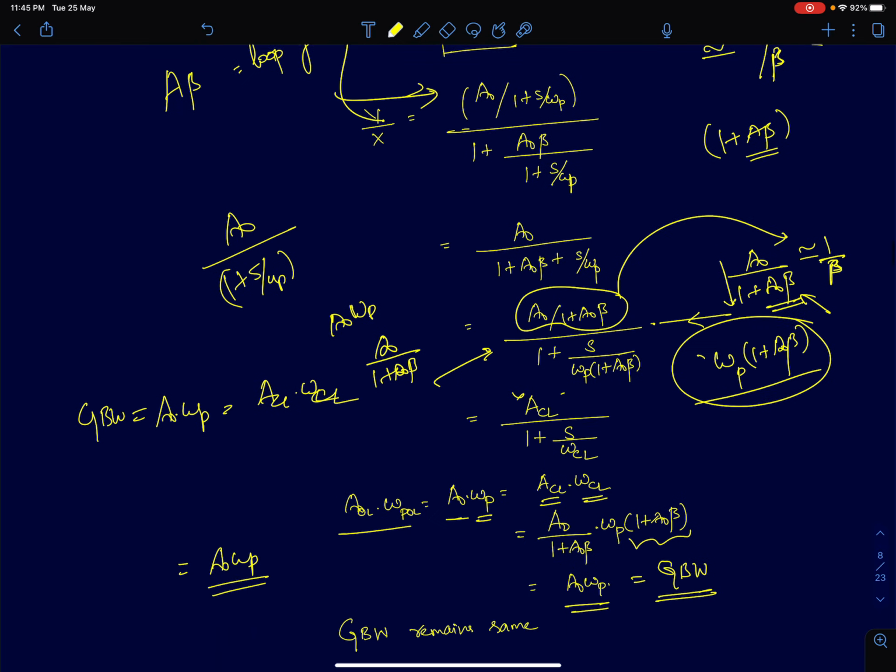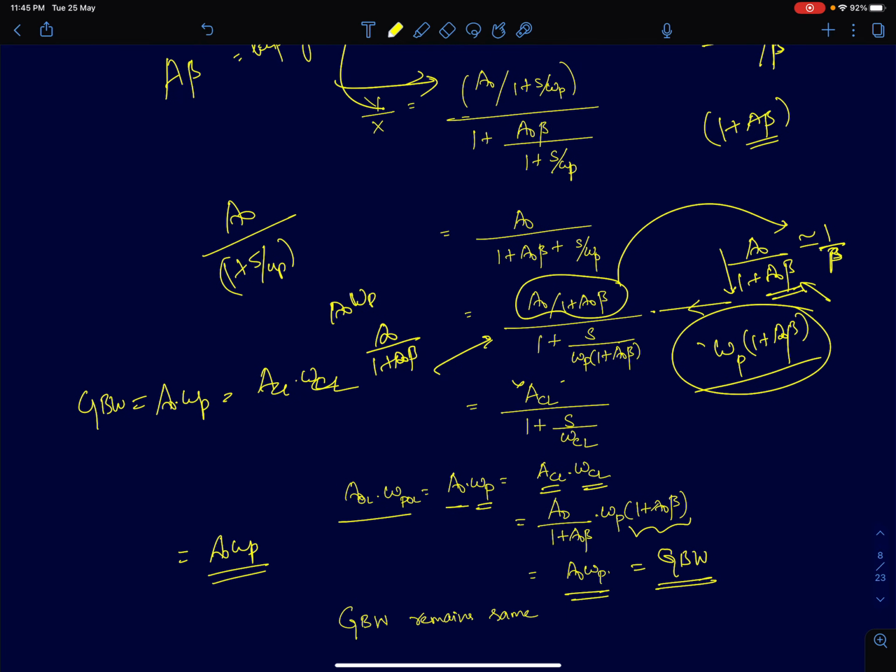When we speak of single pole systems, we also introduce another important term called gain bandwidth product. It's the product of DC gain times the bandwidth, the 3 dB bandwidth for a single pole system. The 3 dB bandwidth is equal to the first pole itself. And we'll see what happens to this gain bandwidth product in case of a closed loop amplifier.